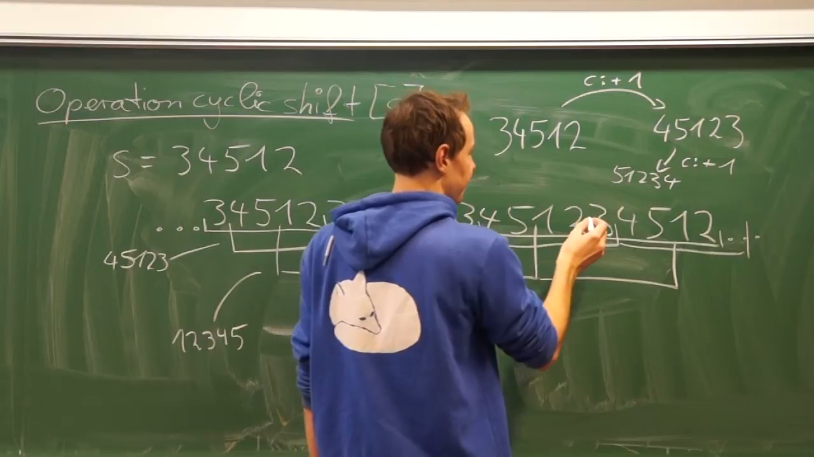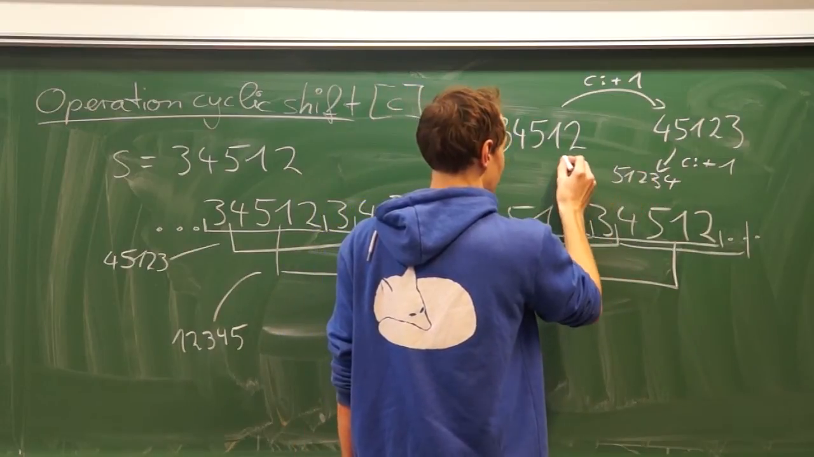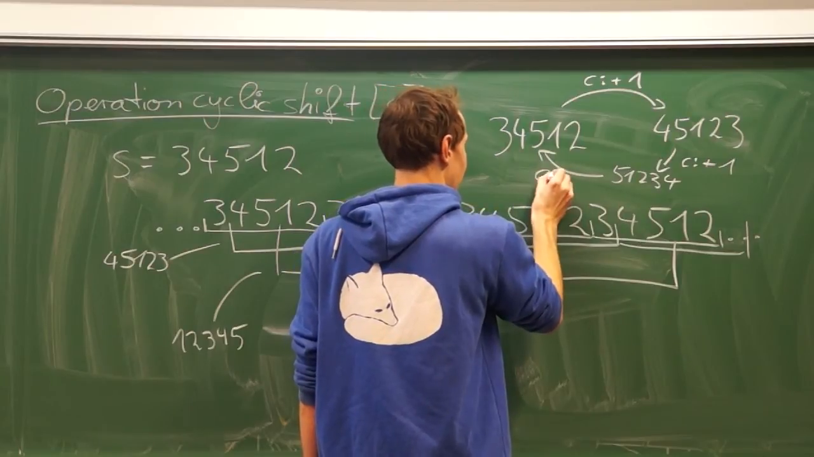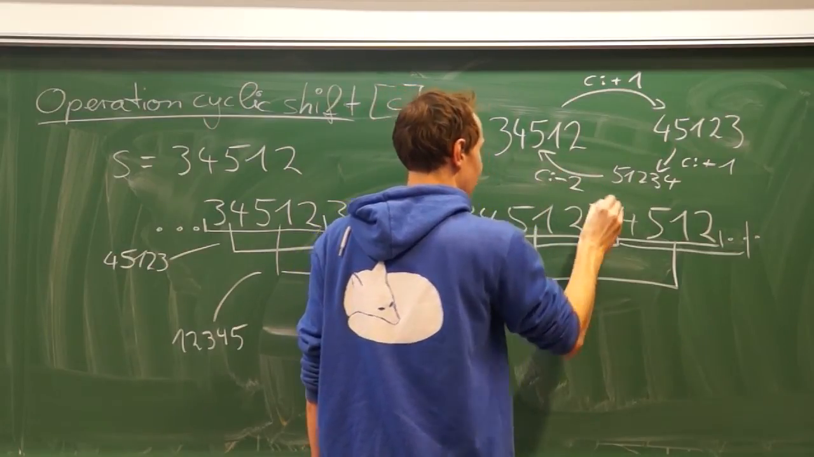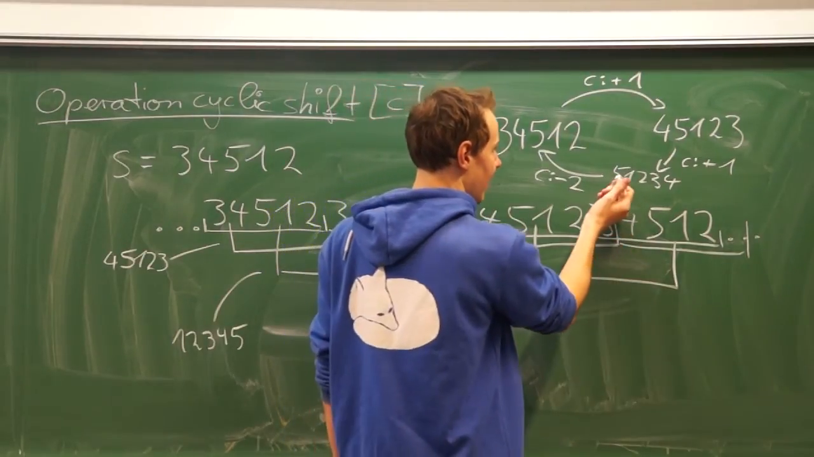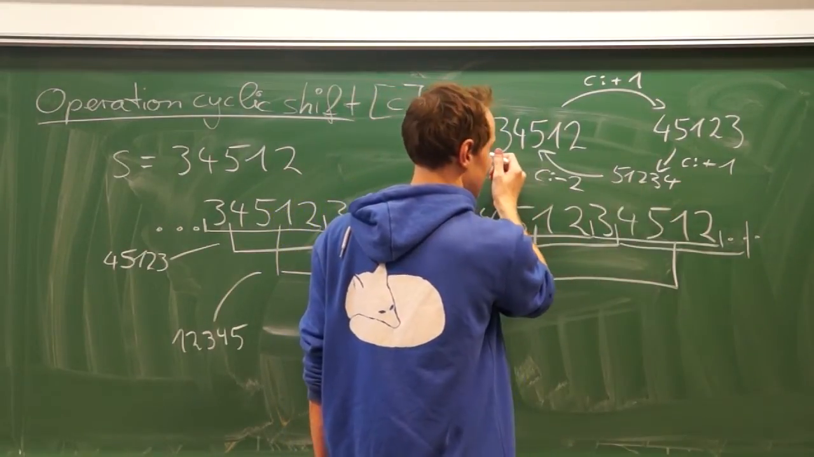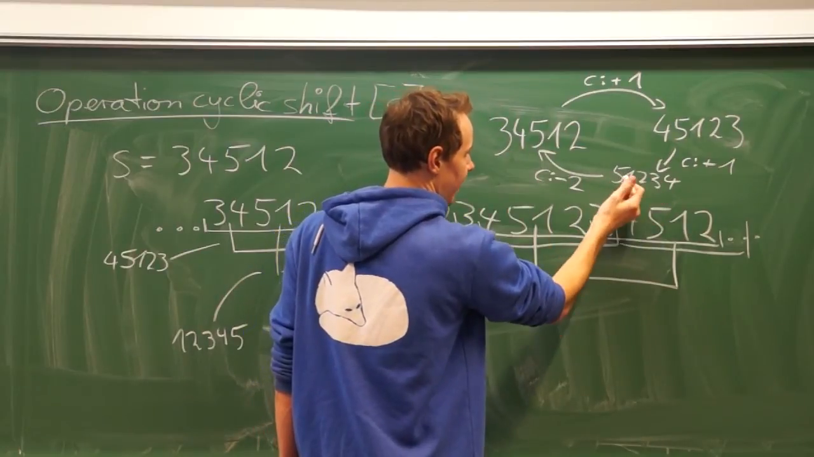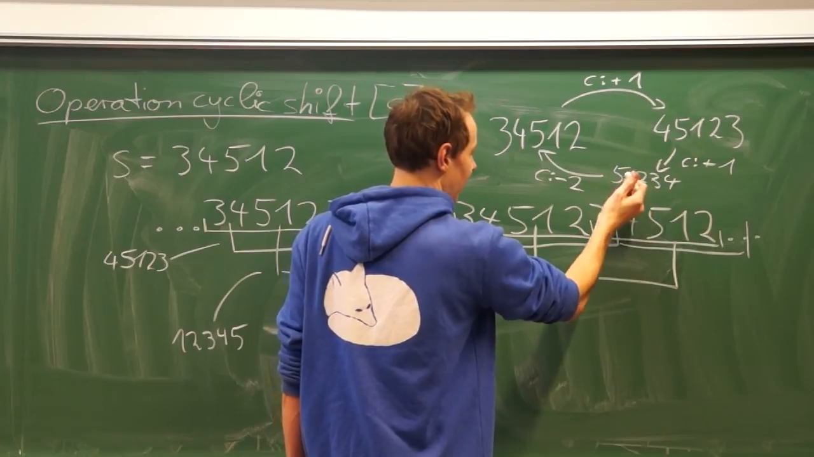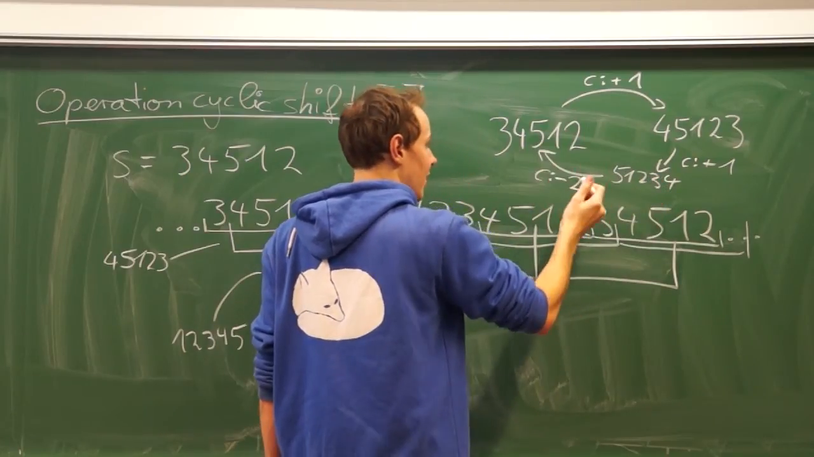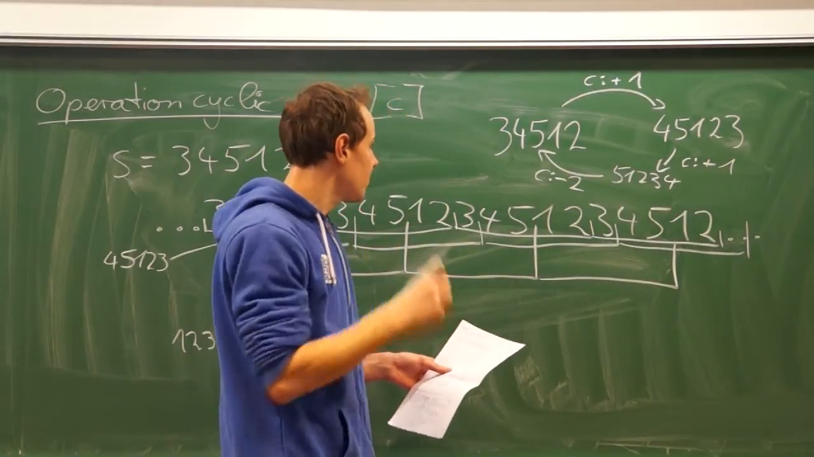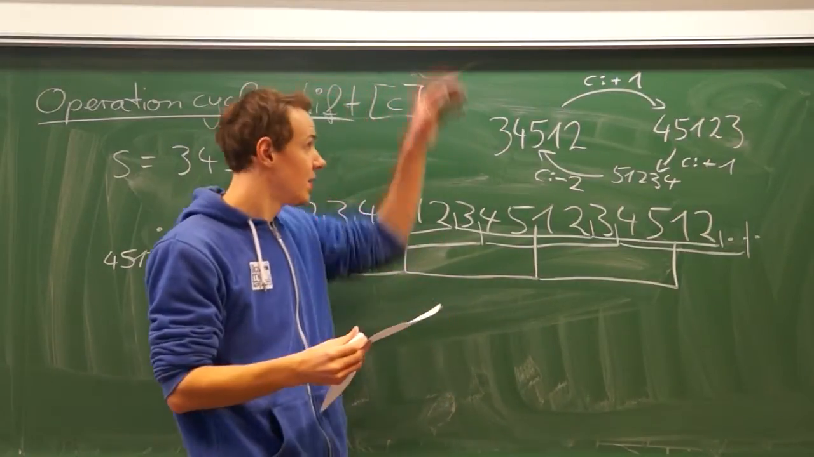If I now do, let's see, I go here and I shift it 2 times to the left. Then I will get back to this state, because here we have 5, 1, 2, 3, 4, then we got 4, 5, 1, 2, 3, and if we shift it another time, we got 3, 4, 5, 1, 2. Okay.